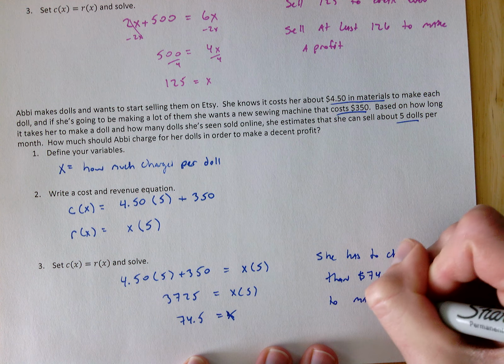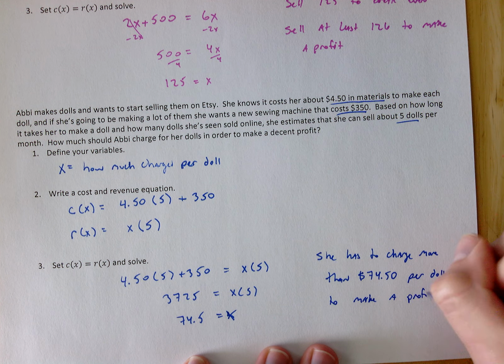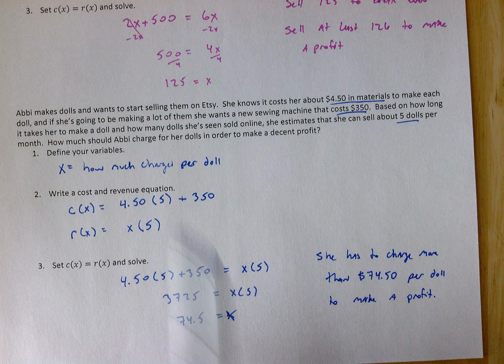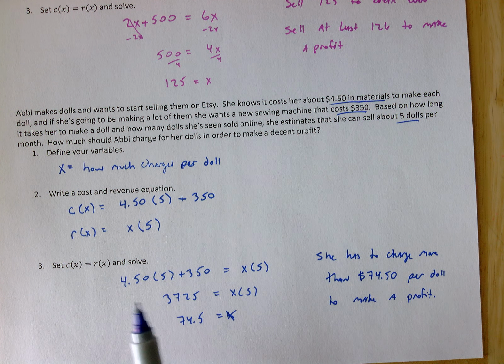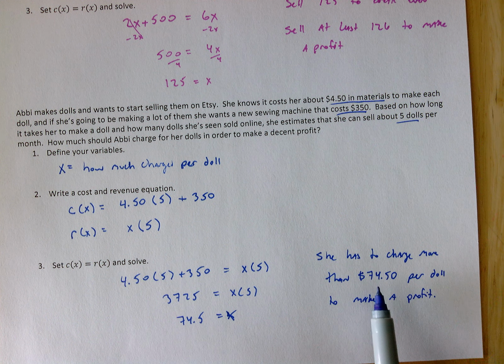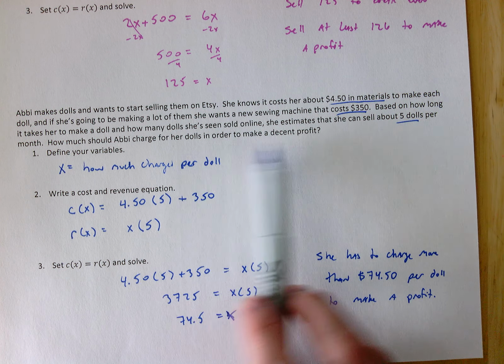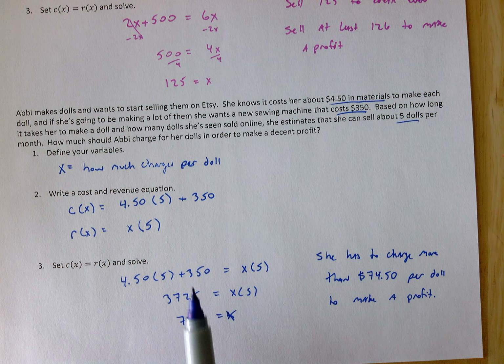to make a profit. All right, and then from there, to answer this question about how much should she actually charge to make a good profit, well, that's an opinion question. Okay, I mean, you could say $75, but is that going to get you a decent profit? No, it's not. But maybe $100, right? If she sells them for $100, she'll be making about $25 a doll. That's not bad, right? So 5 dolls, that would give you a decent amount of profit.